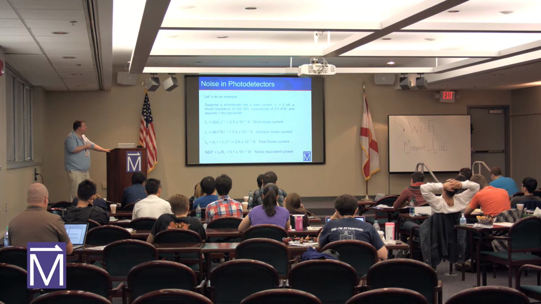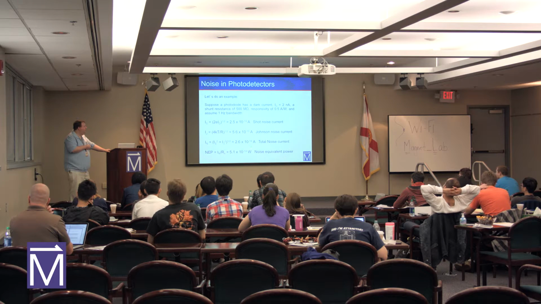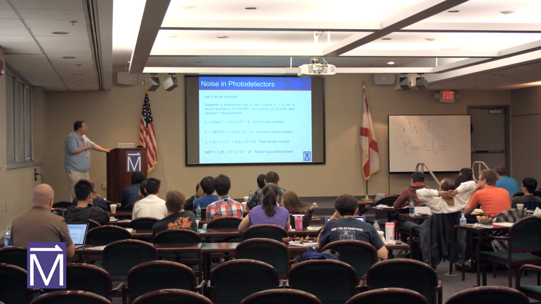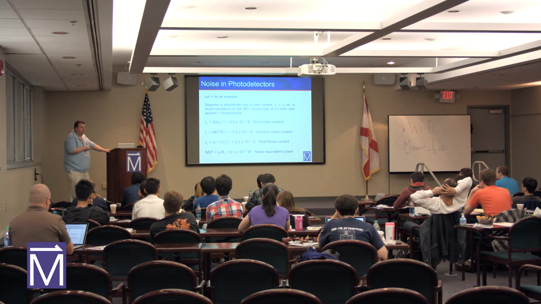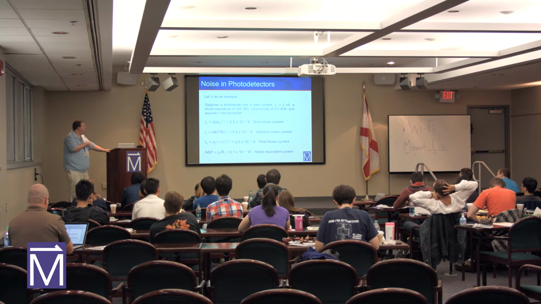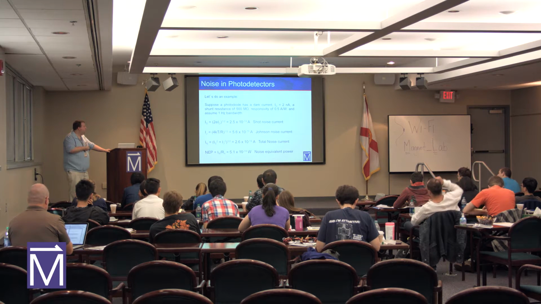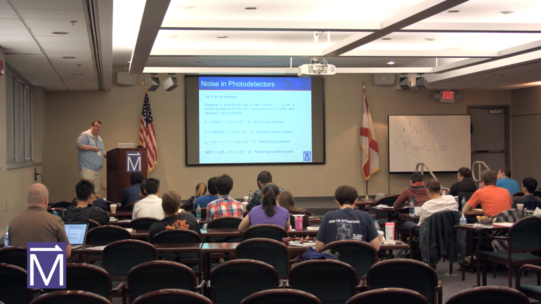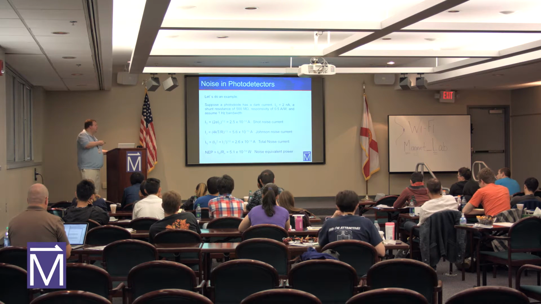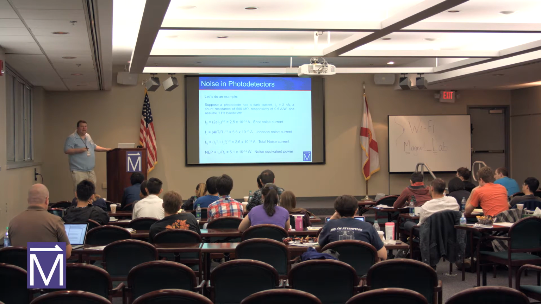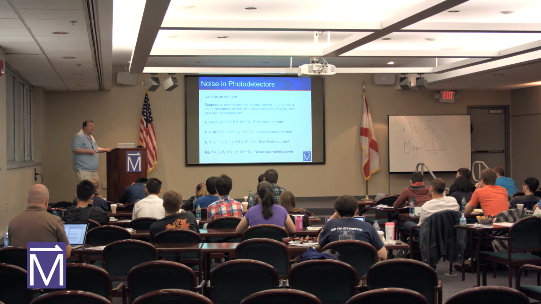We can add those together in quadrature to get around about 26 femtoamps total noise current, most of which is coming from the shot noise or the dark current of the detector. So therefore, our noise equivalent power is going to be about 51 femtowatts. That's what you've got to be getting on there. So, I mean, it's usually not very hard to get above that range. But if you're working with a sample that is not very generous with photons, that can be very important.